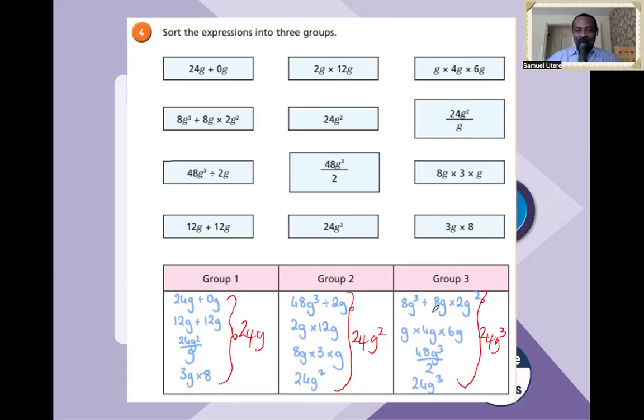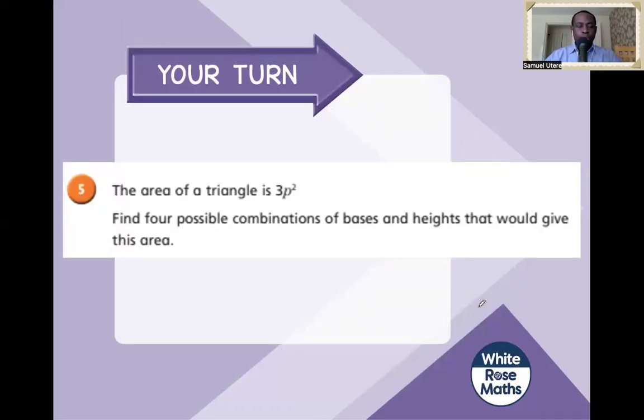Okay, sorry about that. So this one, we do BIDMAS. So 8g times 2g will be 16g cubed. 16g cubed plus 8g cubed will be 24g cubed. So all these are 24g to the power 3. All right, let's move on. Pause the video and answer question 5 in 2 minutes.